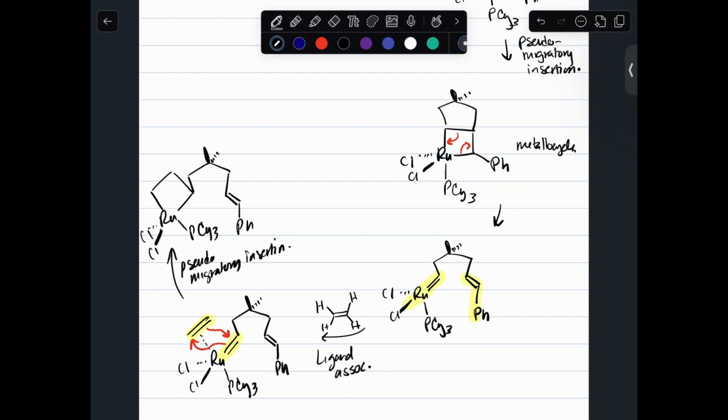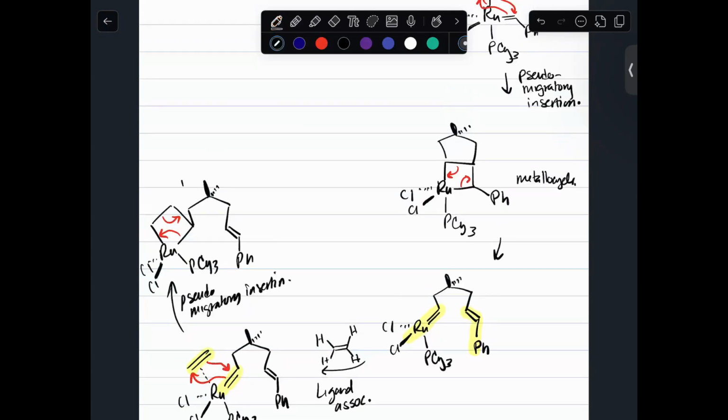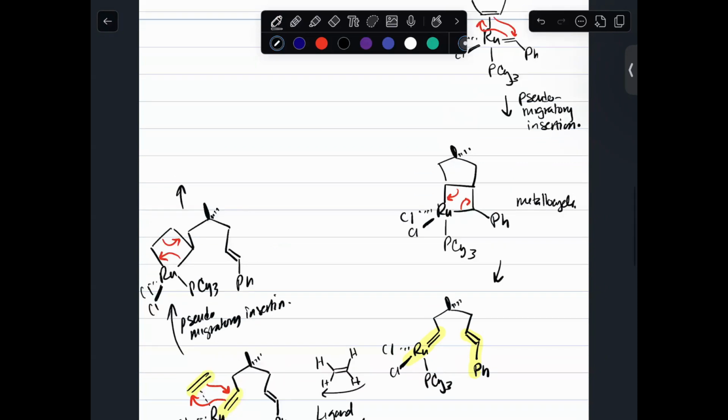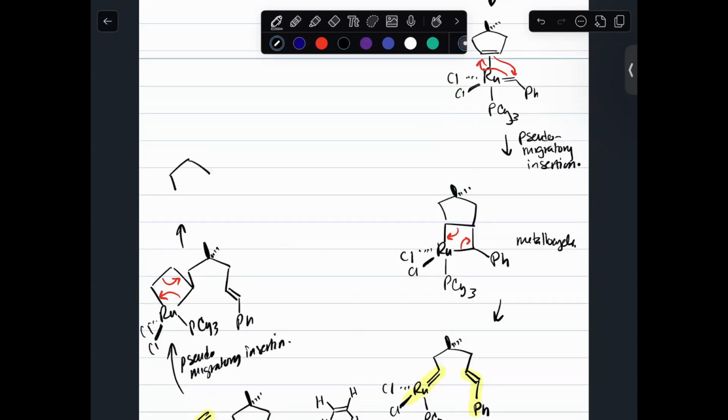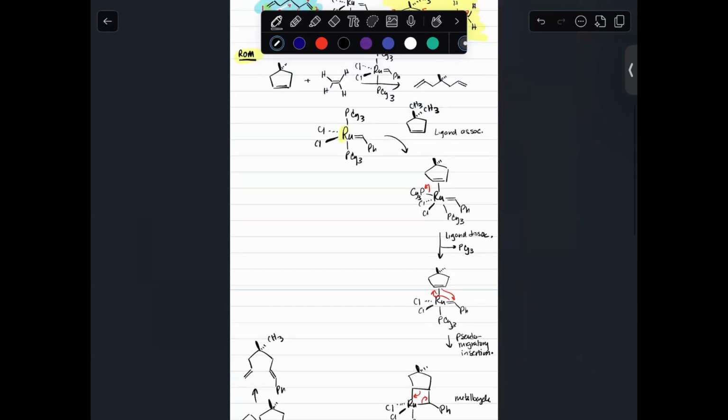It collapses, and I've completed the left side of my structure. So you can see that the left side of my structure is done. I just need to worry about the right side of my structure.